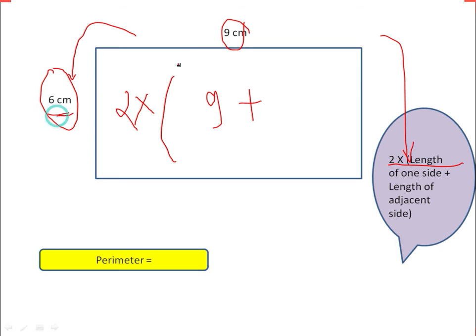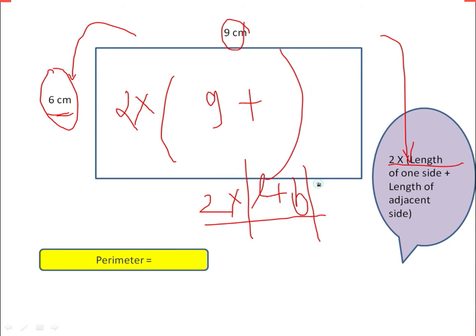Now you can see this is the 9, this is length, and this is the breadth. You can also write this formula in such a way: 2 into (L plus B). 2 into (L plus B). In this way also you can write this formula. So L means length and B means breadth.